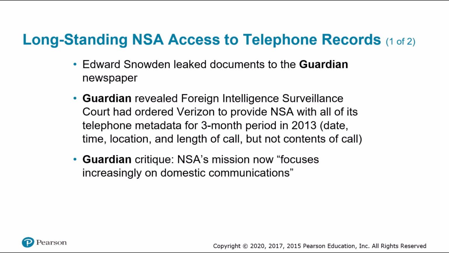On June 5th of 2013, the British newspaper The Guardian revealed that, based on a request from the FBI, the Foreign Intelligence Surveillance Court had ordered Verizon to provide to the National Security Agency on a daily basis records of all of its customers' calls from April 25th of 2013 to July 19th of 2013. And Edward Snowden was responsible for leaking this information to The Guardian.